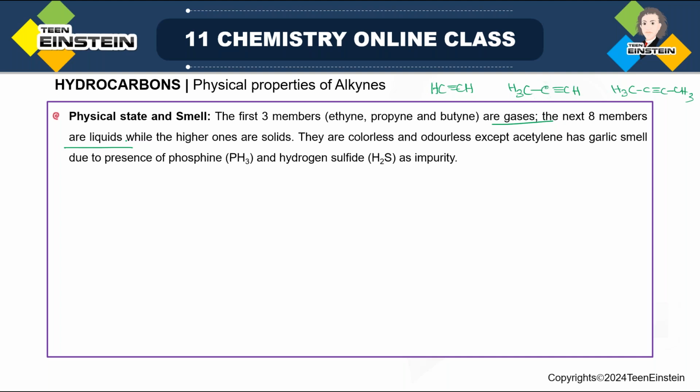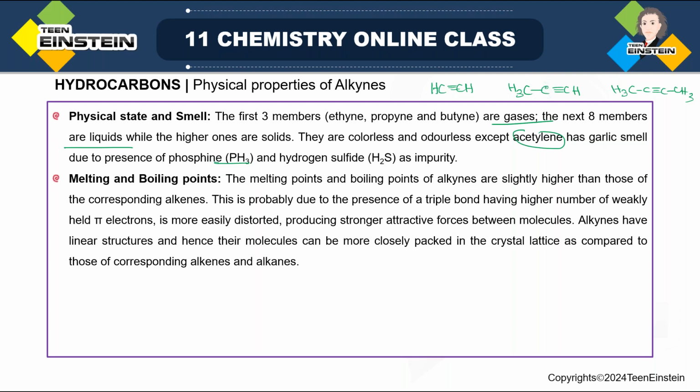They are odorless and colorless, except the first member, which is acetylene. There is a significant smell, which is a garlic smell, and that is not for the molecule itself. It happens because of the impurity which is associated with it. And what is this impurity? Basically, the main source of the garlic smell is phosphine, which is PH3, and hydrogen sulfide, which is H2S. But these two molecules are inorganic molecules. They are present as impurity, and that is the reason for the smell, not the acetylene molecule itself.